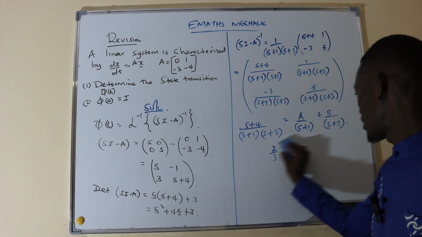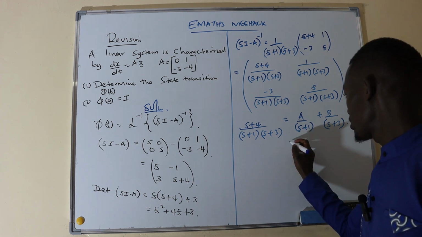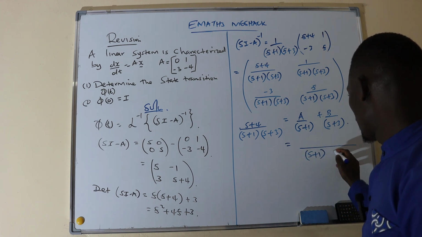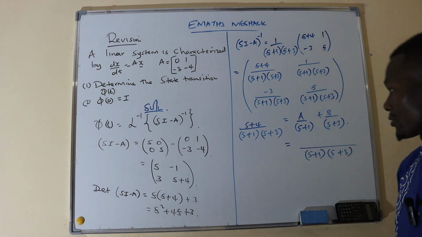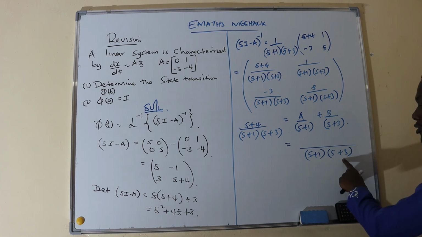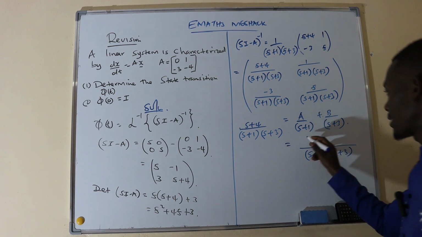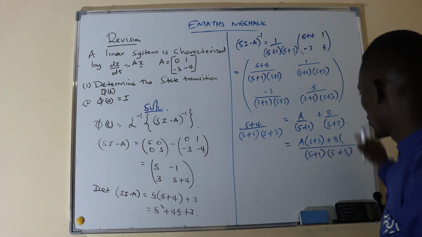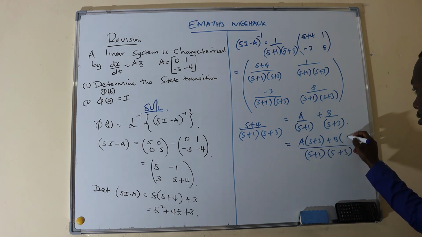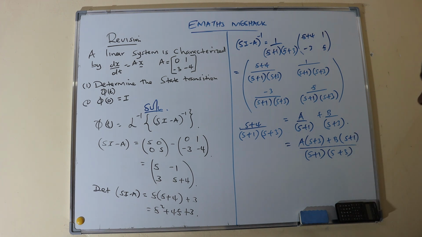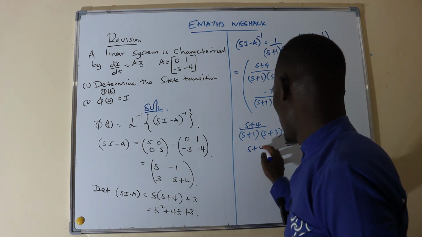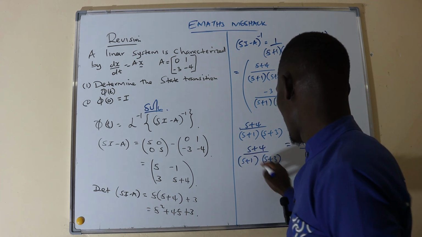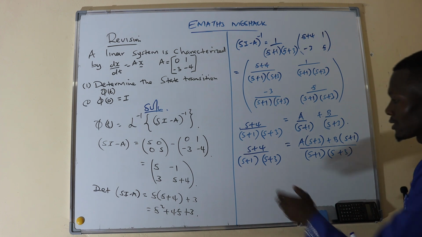So now, expressing this in another form, the LCM will be S plus 1, S plus 3. This one will go here this time, so it remains with what? S plus 3. Then we multiply it here, so it is A times S plus 3, plus B. Then this goes here this time, so you remain with this: B times S plus 1. Now note this side. S plus 4 equals, and you have S plus 1 and S plus 3. So you notice one thing.